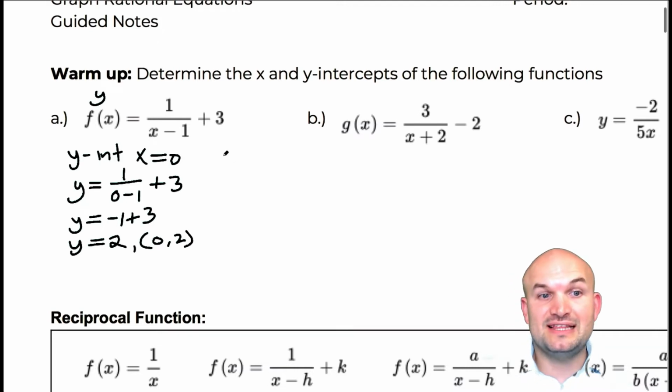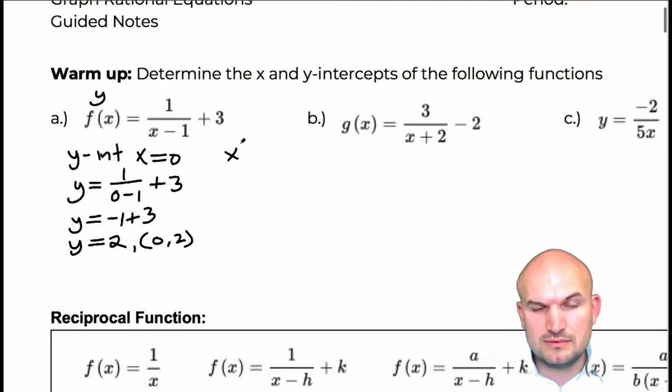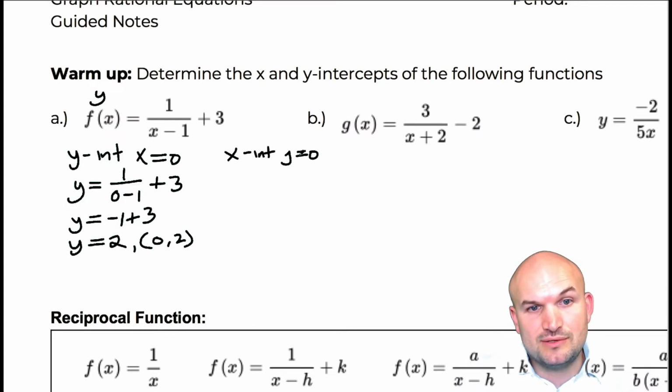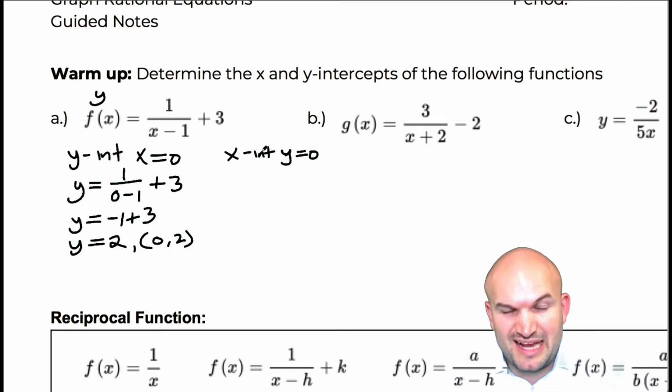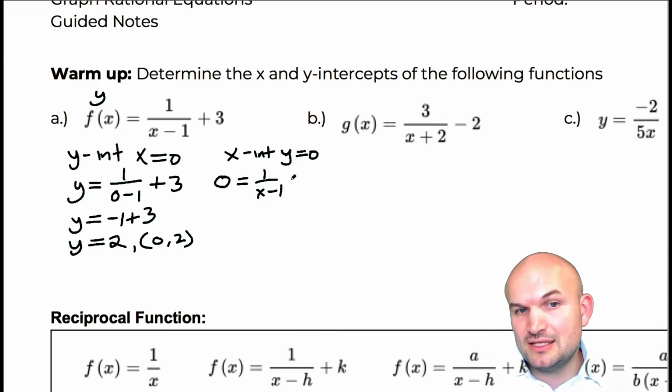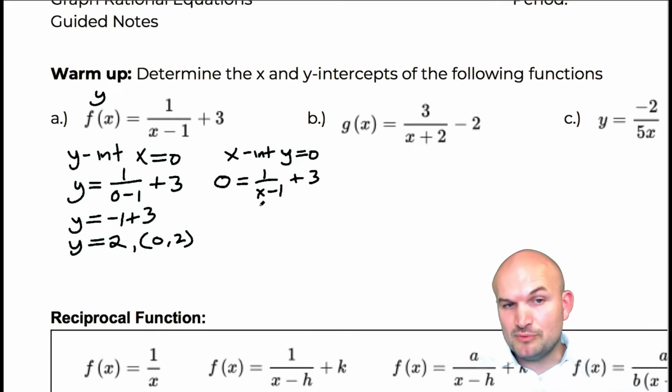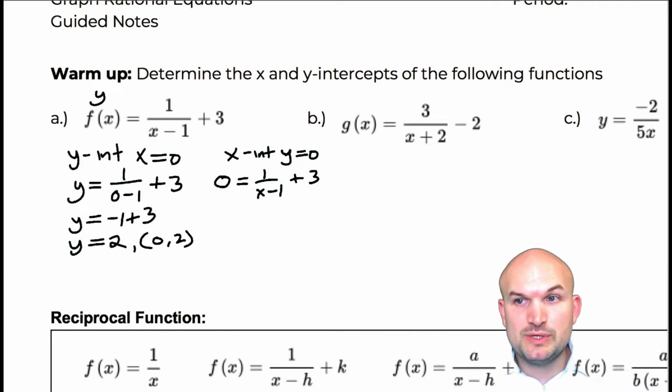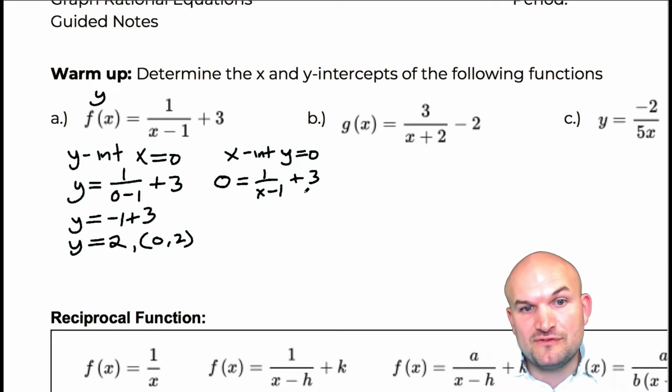Now to find the x-intercept, that is when y is equal to 0, or if you're thinking in terms of f of x, when f of x is equal to 0. So we're going to set f of x equal to 0 and solve for x. This one takes a little more algebra. We have to use inverse operations, and we have x in the denominator, which we don't really like, so it's a few extra steps. The first thing I'm going to do is move the 3 to the other side, and then I have negative 3 is equal to 1 over x minus 1.